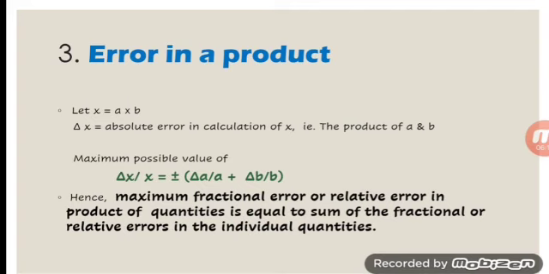Fractional or relative error means the fraction that comes from the absolute error, that is delta a by a, delta b by b, where a and b are the two quantities, or delta c by c, and when it is multiplied by 100% it becomes the percentage error. Therefore the percentage error is calculated as delta a by a into 100%, delta b by b into 100%.